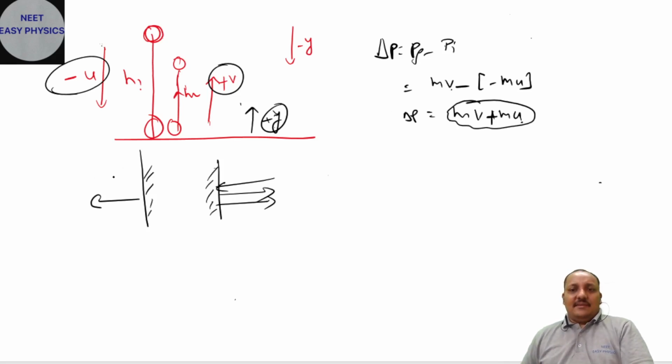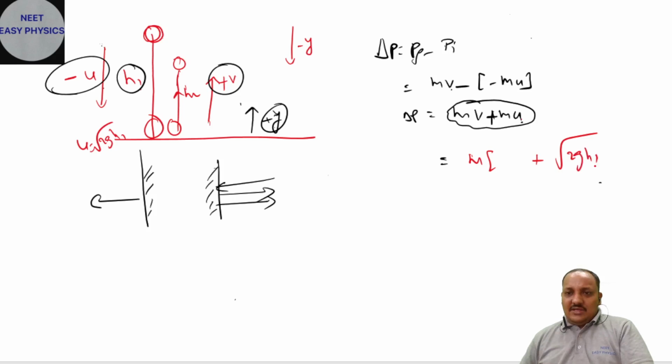This is mv plus mu. So in place of u, if it is coming from height h1, u is equal to root 2g h1. Therefore m times root 2g h1 for u, and for v it is root 2g h2. So blindly you can remember both are moving in opposite directions before hitting and after hitting, so in between you will get plus. Depending on the direction, you will get a negative sign or positive sign for the change in momentum.